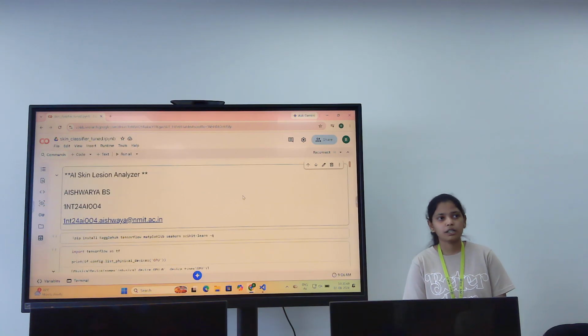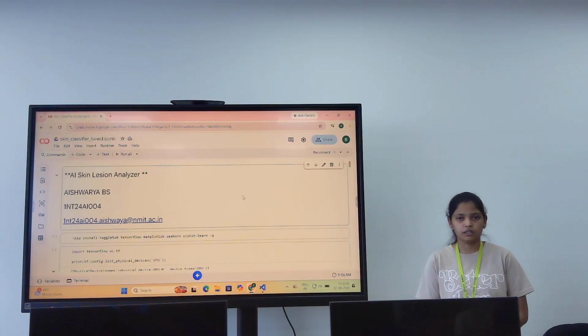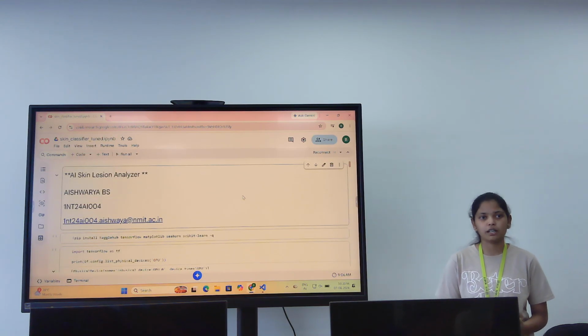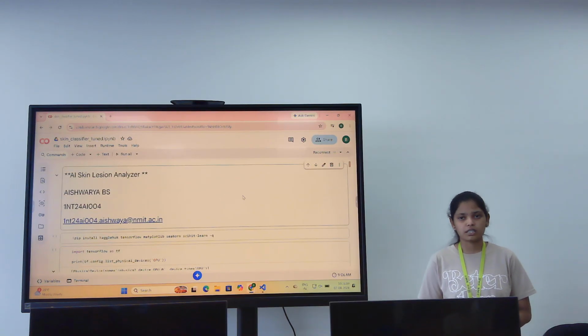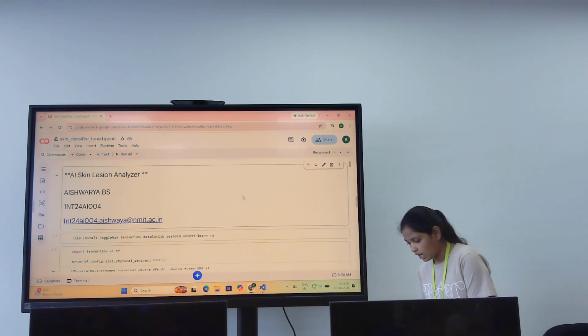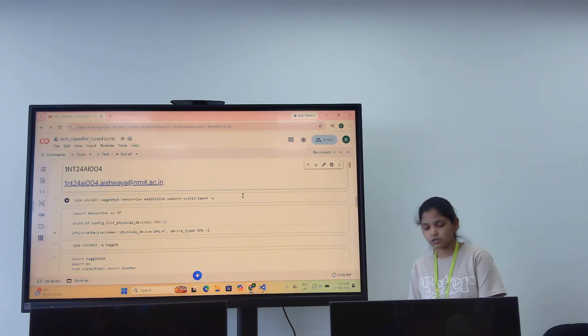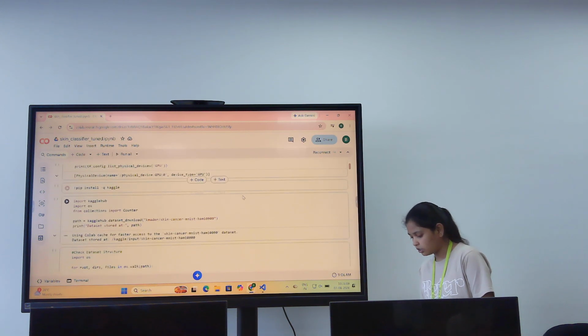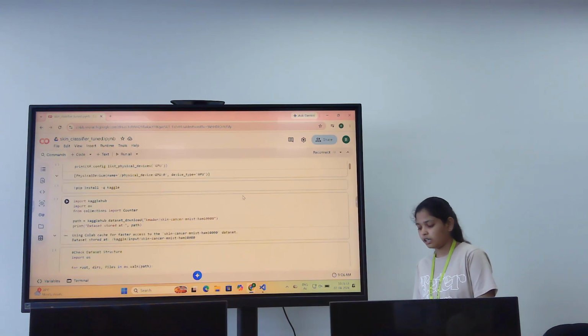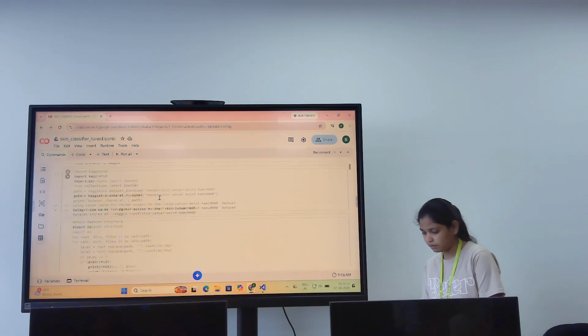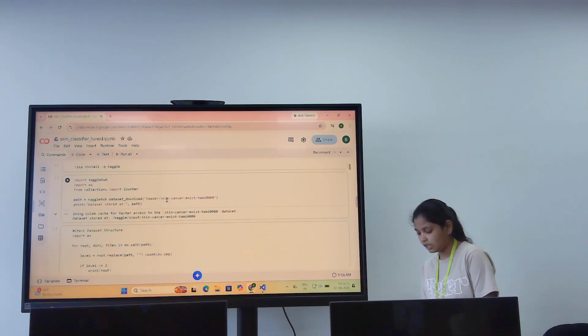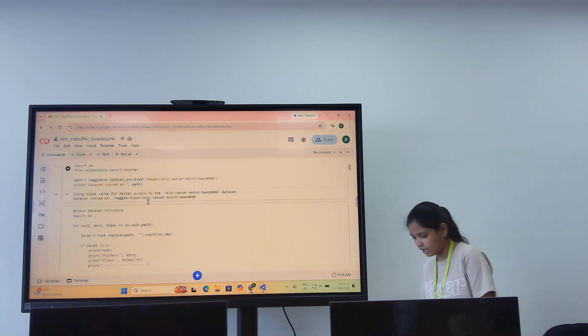My objective is to build a system that takes a lesion image as input and makes predictions, and makes the result easier for users to understand. To train the model, I use the HAM10000 Kaggle dataset. Here I import the dataset using Kaggle.